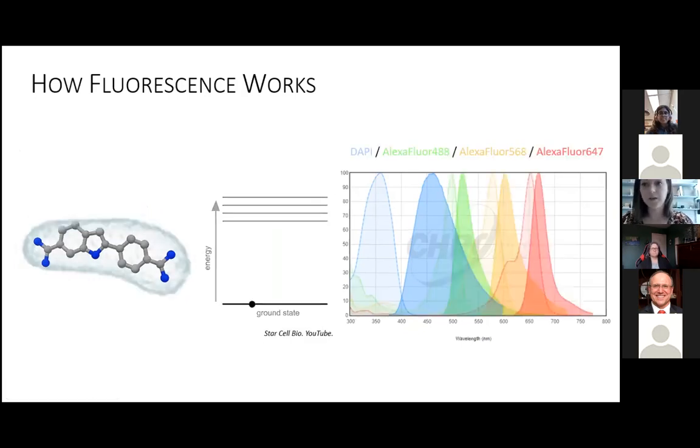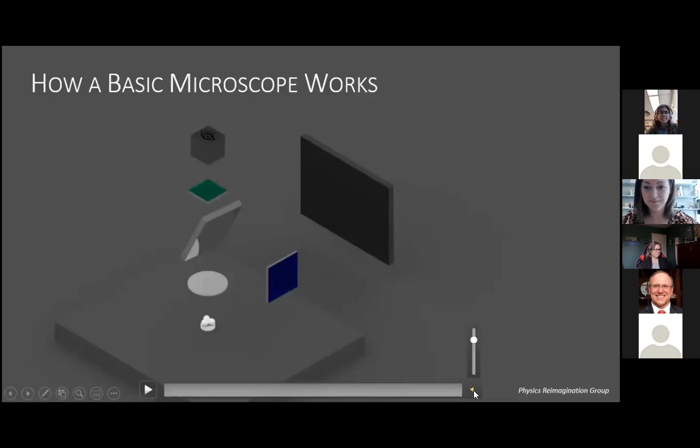But typically speaking, people don't want to just see one particular structure in their sample. They want to see multiple structures. So using the excitation curves and the emission curve information of the different fluorophores that we use, we can overlap multiple dyes to look at multiple structures together. Goodness, I'm so sorry. Those are supposed to be gone.